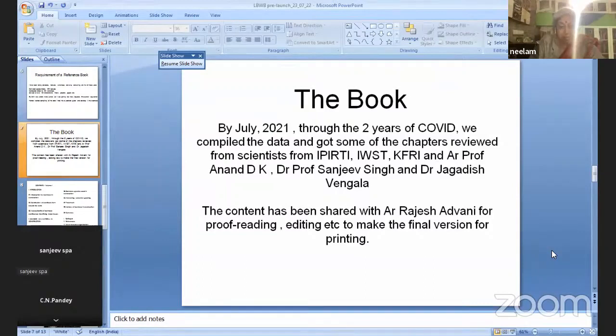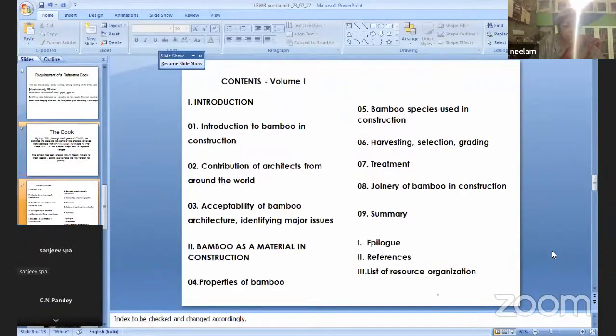And that's how the content afterwards was shared with architect Rajesh Advani of Architecture Live for proofreading and editing, etc., to make the final version for the printing. So that's how, stage right now. Can you have the next slide, please?